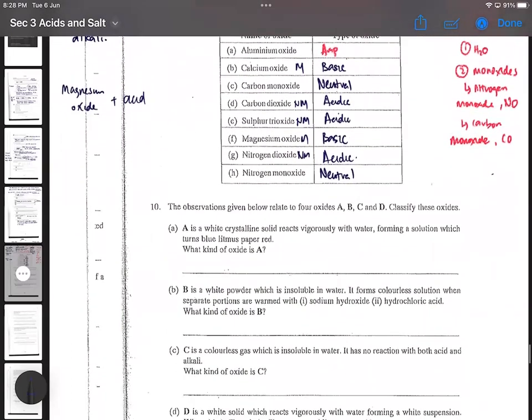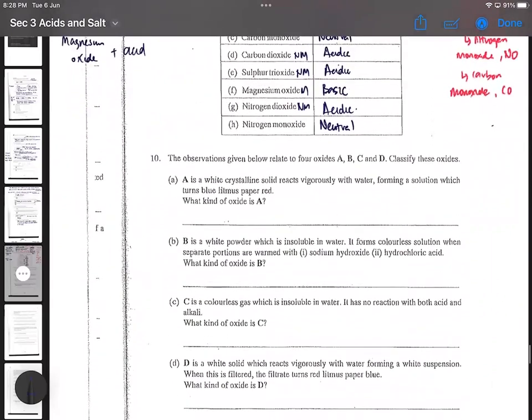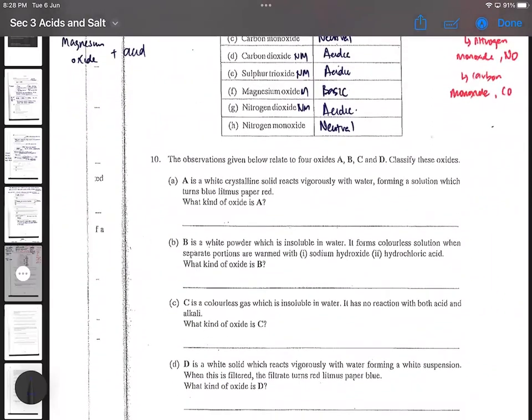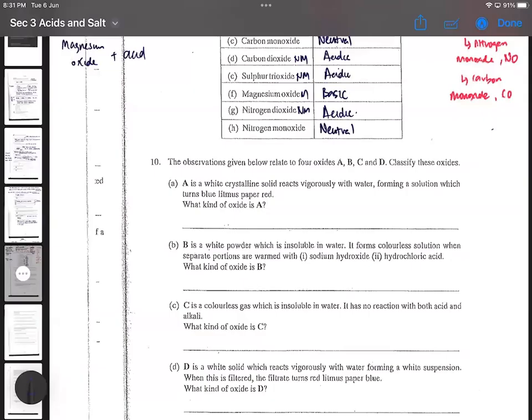Okay, if no question, can we look at question 10? This one has a bit of description, but it's also classification of oxides. Take a look and then we do it together. For 10A, it says it reacts with water, and the outcome says it turns red litmus blue. That means this is an acidic solution really.